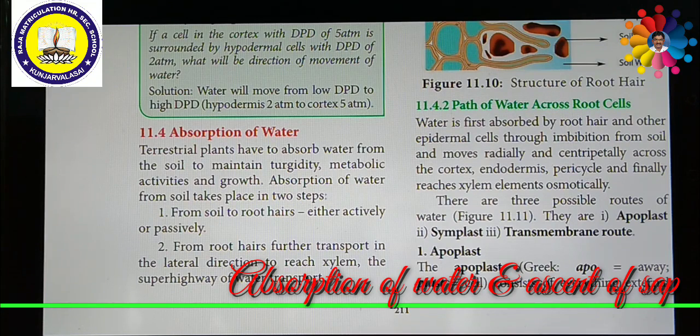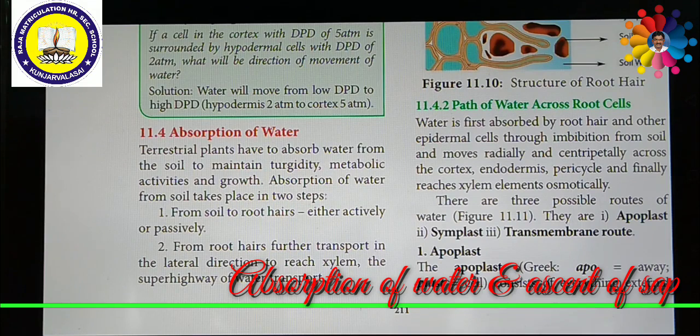Understand one thing: terrestrial plants absorb water from soil to maintain turgidity, metabolic activities and growth. So this absorption of water is from the lateral side only. Lateral side means it is not upward towards the tip of the leaf. So only in the lateral side. In the lateral side itself, it takes place in two ways, two steps.